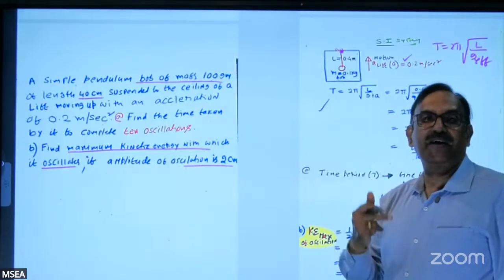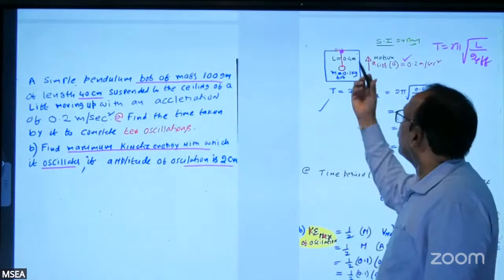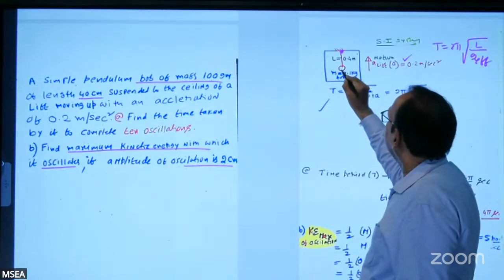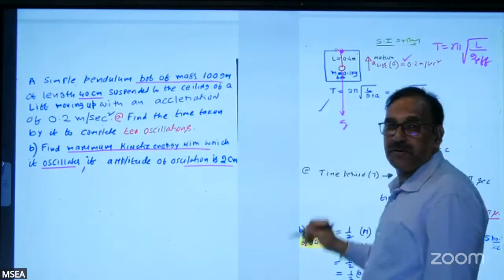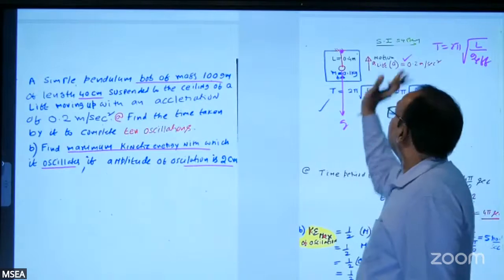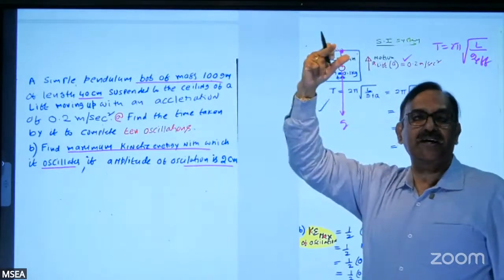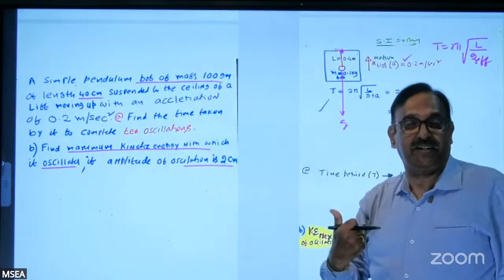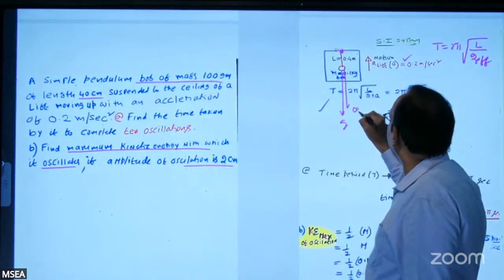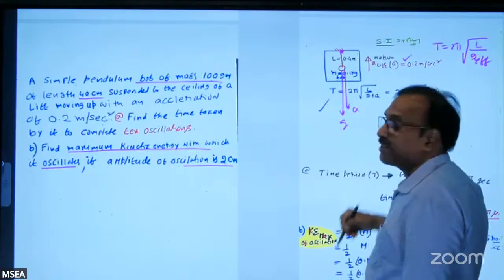How to calculate effective acceleration due to gravity? Every one of you knows that the regular acceleration due to gravity always acts vertically down. Now, this simple pendulum system is attached to an accelerating system. Anything attached to an accelerating system will experience a pseudo acceleration in the opposite direction. So it will have another acceleration, pseudo acceleration a, in the opposite direction.